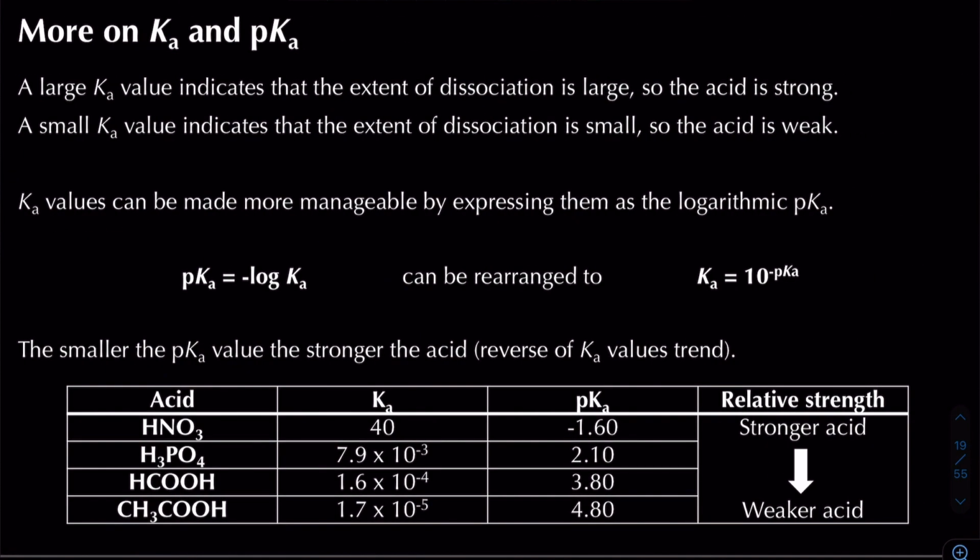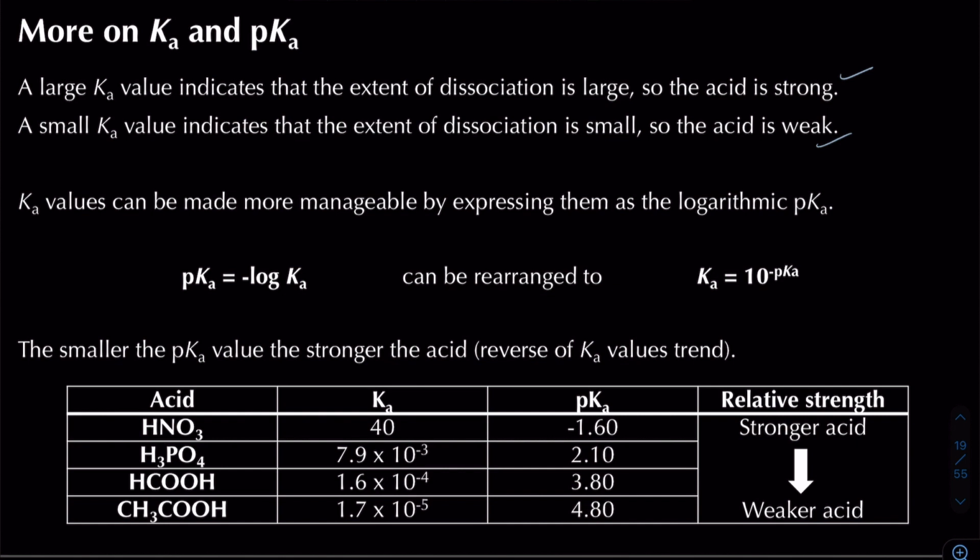So moving on, what does Ka actually mean? Well, when we look at a large Ka value, we know that the extent of dissociation is going to be very large, and so the acid is going to be strong. A small Ka value indicates that the extent of dissociation is going to be very small, and so the acid is going to be very weak. So the larger the Ka is going to be, the stronger the acid will actually be as well.